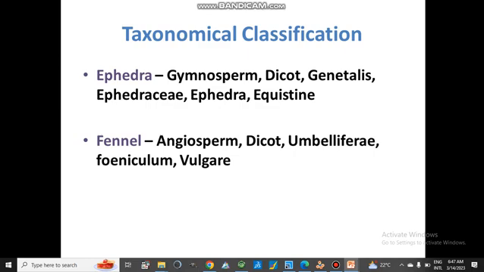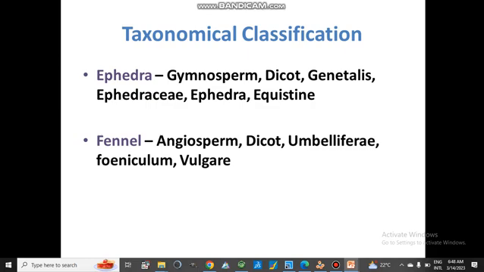Taxonomical classification. Taxonomical classification is based on taxonomy, and we know what is taxonomy. Taxonomy is the classification of different plants according to their phylum, order, class, family, genus, and species. So like here we are going to take an example of ephedra, which belongs to phylum Gymnosperm, and it is dicotyledon, and the class is Gnetales, and its family is Ephedraceae, genus is Ephedra, and species is Equisetina. So in this way the drugs are classified.